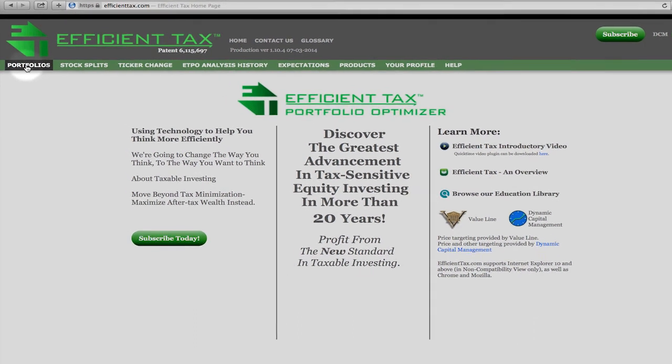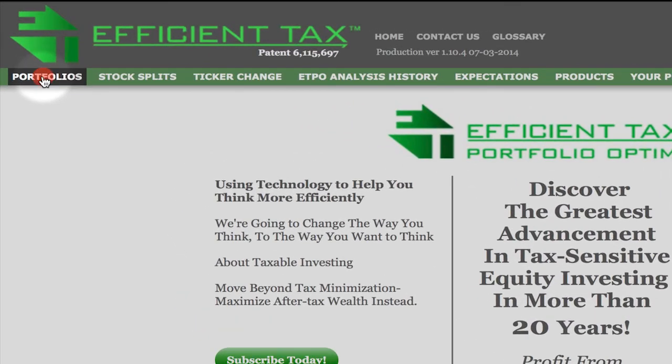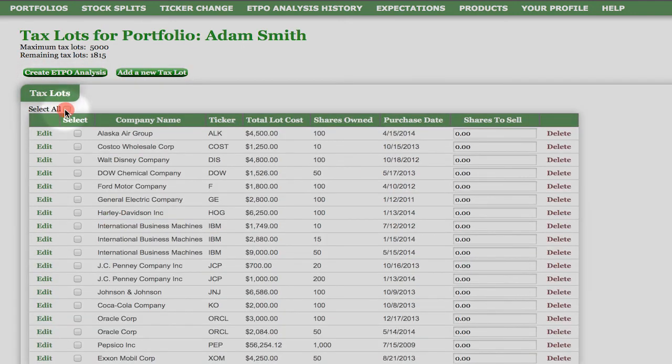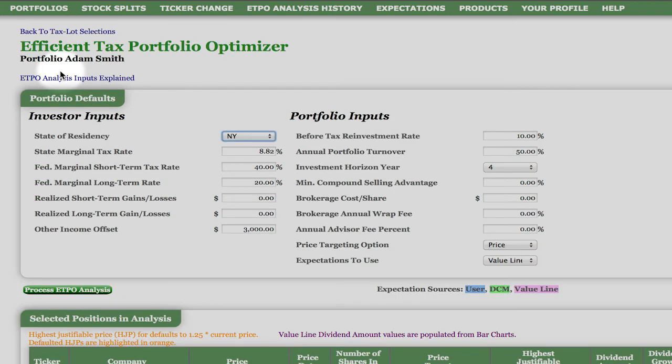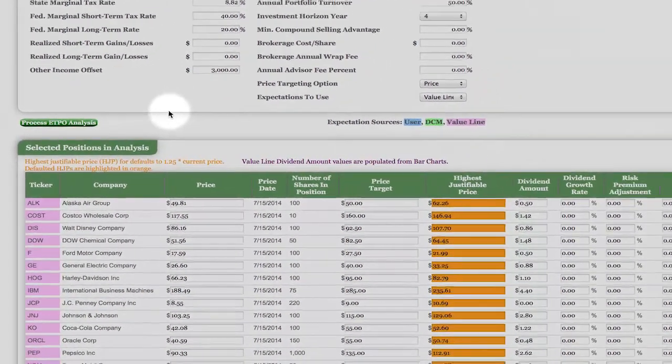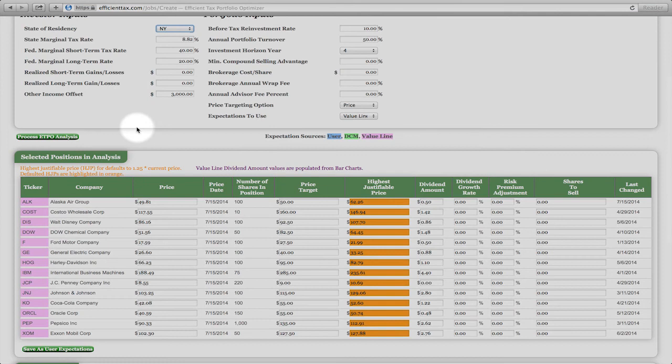We'll run a quick analysis just to get us there by clicking the Portfolios tab. Then we'll select a portfolio for analysis. After selecting all the tax lots within a portfolio and clicking the Create ETPO Analysis button, an Efficient Tax Portfolio Optimizer analysis is prepared. The analysis preparation process gathers tax lots, prices, and other default values, and then populates them into the input screen, ready for processing.